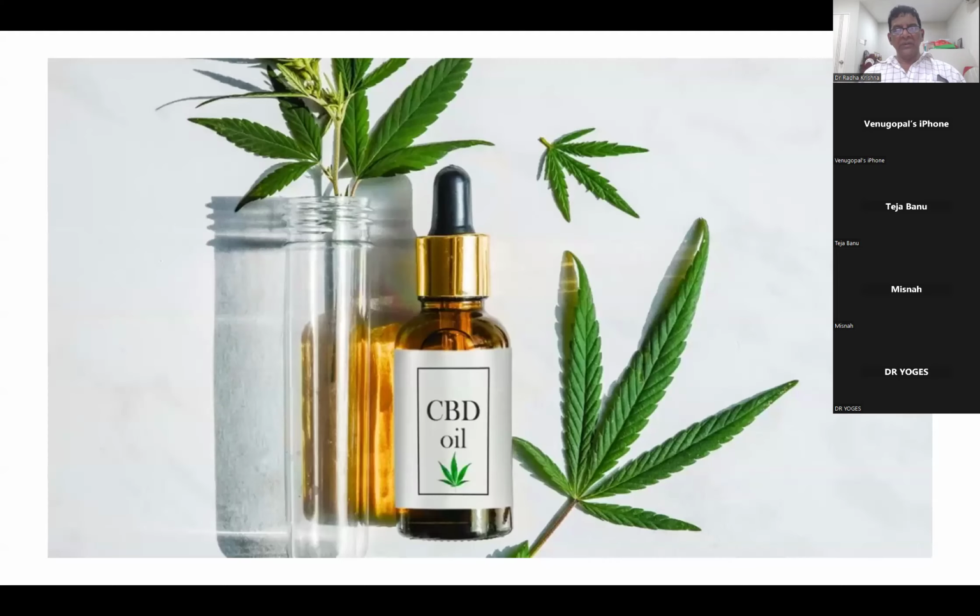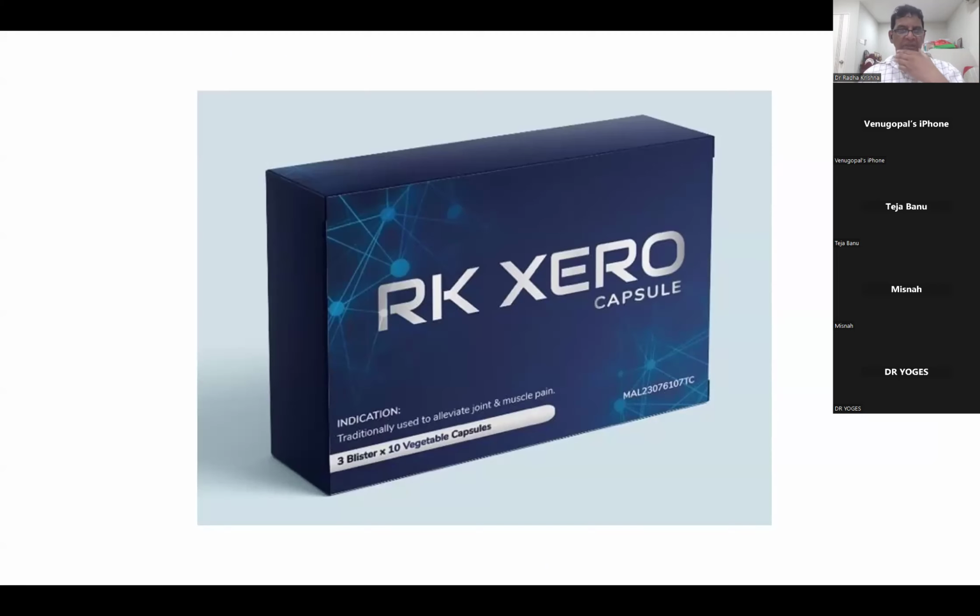Then even CBD can be given. CBD is not available in Malaysia, but in many other places they are using CBD to relieve pain and inflammation. The next step is I use RK0. I'll tell you what is so special about this. I use it on the spot. I generally give 2 capsules of RK0, and the pain is relieved almost immediately. I'll give you an example.